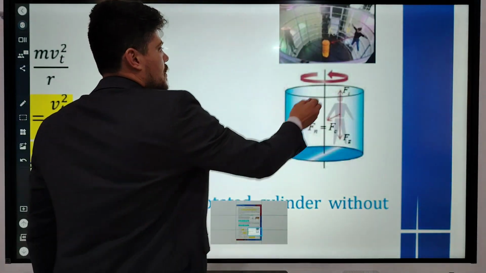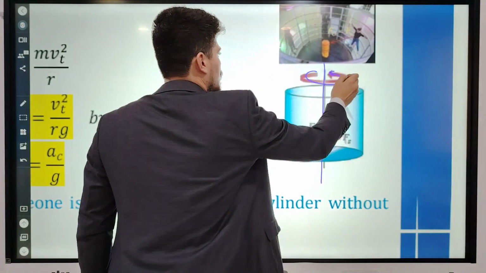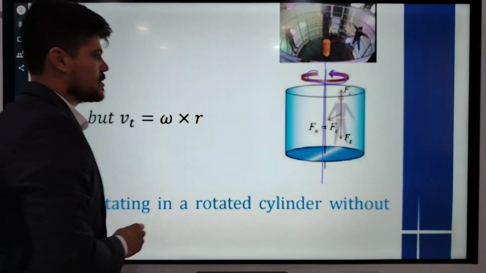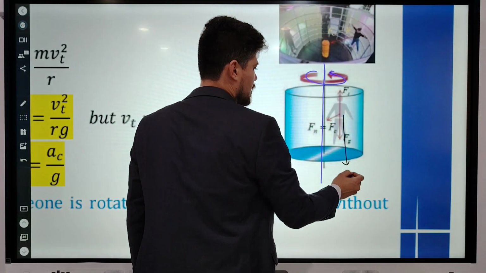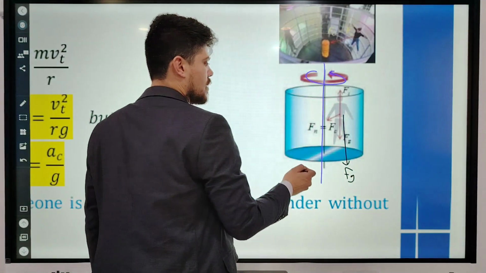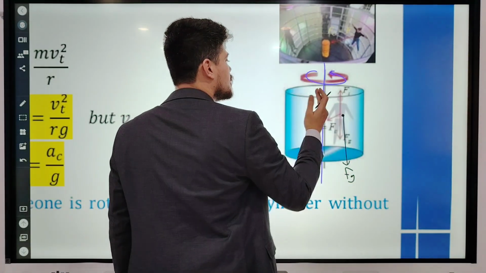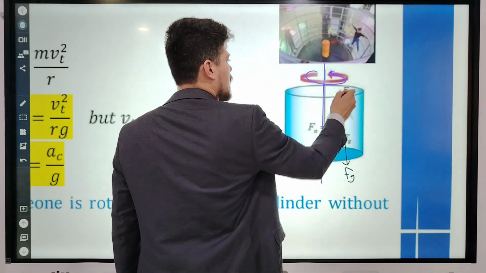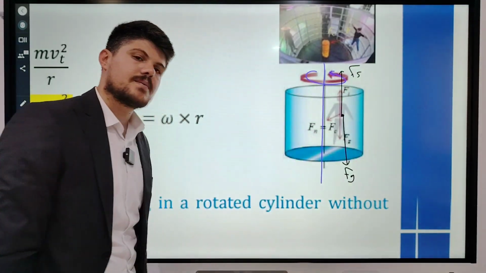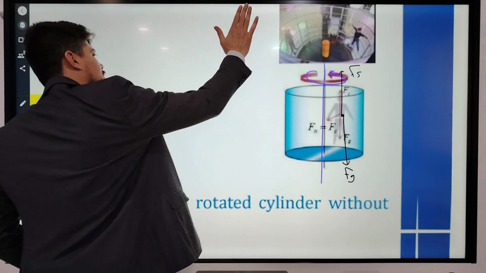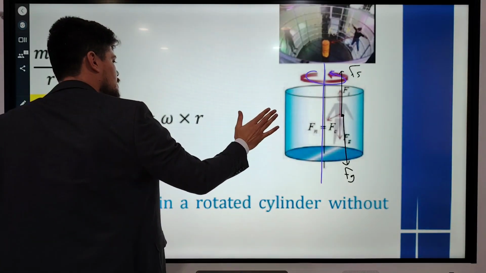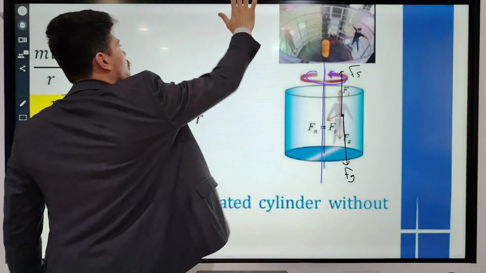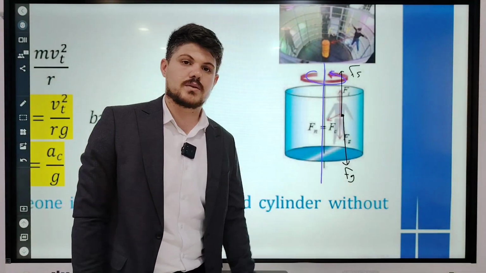Guys, look at me. When this cylinder is rotating, as you know, the gravitational force is always downward. And the friction between the back of this person and the wall is in the opposite direction of Fg. This is Fs. For example, when an object touches the wall and moves downward because of gravity, do we have friction? Yes, of course. Where is the direction of the frictional force? Fs is upward, opposite the direction of the gravitational force.